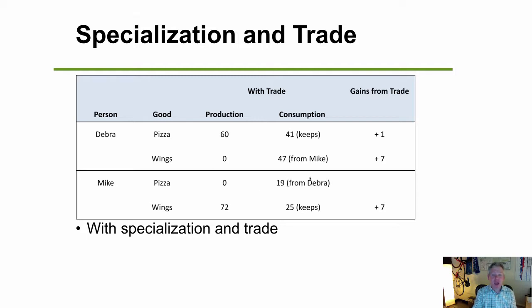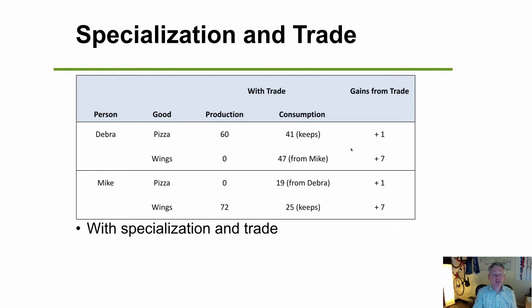Similarly, down here with Mike, let's say Mike gets 19 pizzas from Deborah, and he keeps 25 wings. Well, he's +1 on the pizza, because he had 18 in the last slide, and he's +7 in terms of the wings.